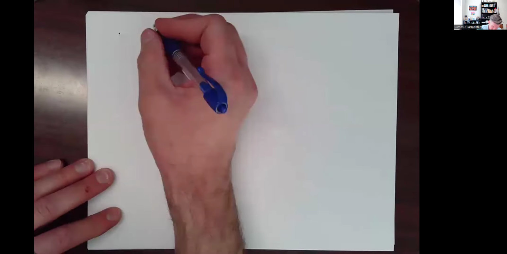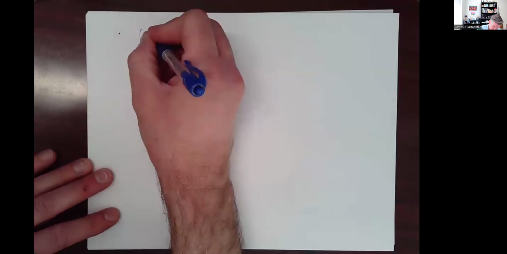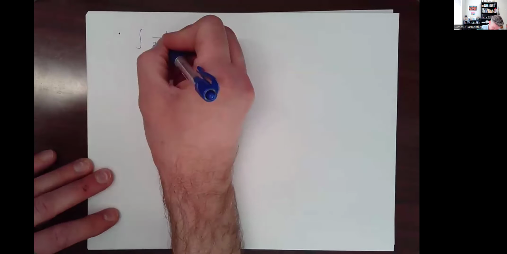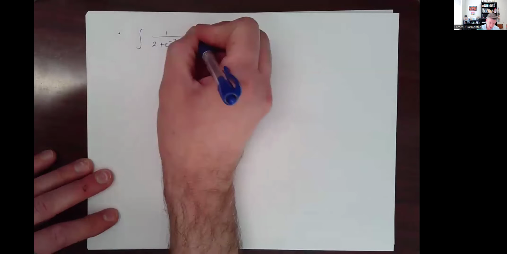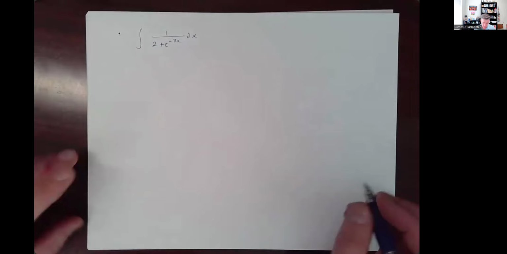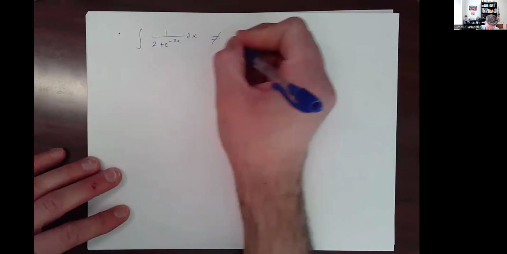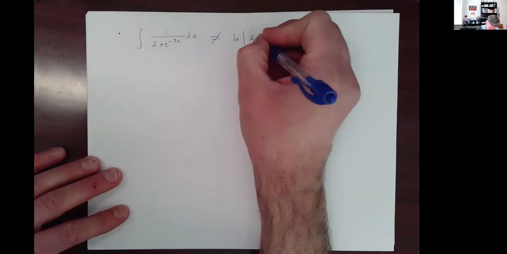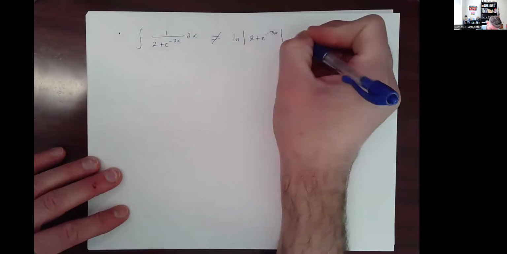So this example, I know that someone over the weekend asked me about a homework problem similar to this and how it was solved. So the integral of 1 over 2 plus e to the negative 3x. This problem, I will point out, is not equal to the natural log of the absolute value of 2 plus e to the negative 3x.